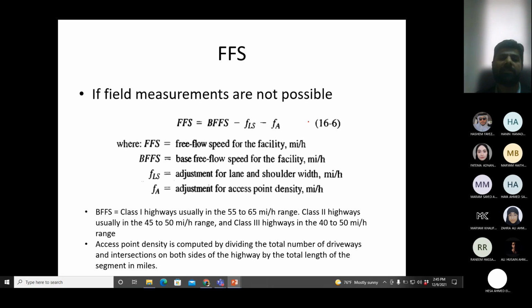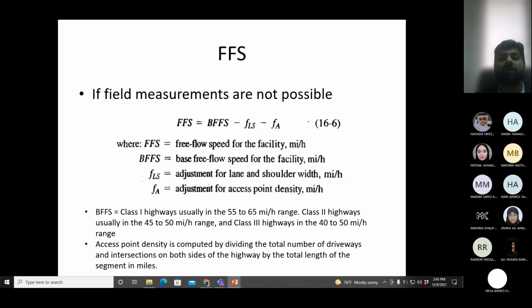In these equations, the factors are almost the same as those we have already used. BFFS means base free flow speed. FLS means combined factor for lane and shoulder width. And FA is the factor for access point density. Access point density is calculated by counting the number of access points on both directions of the highway and then dividing by the length of the highway.